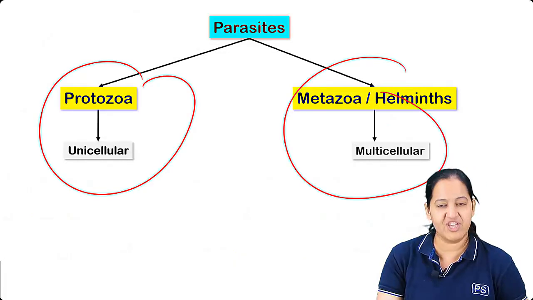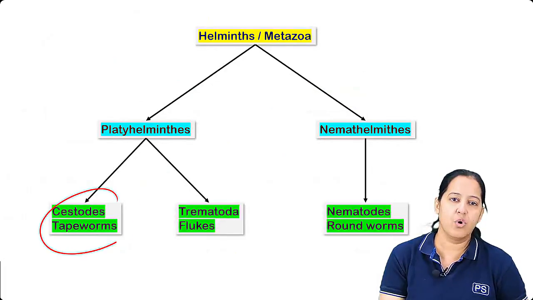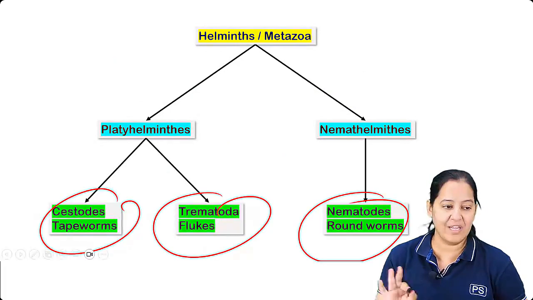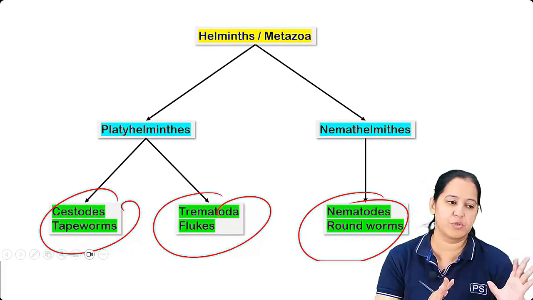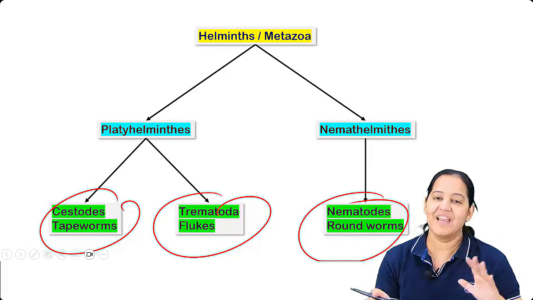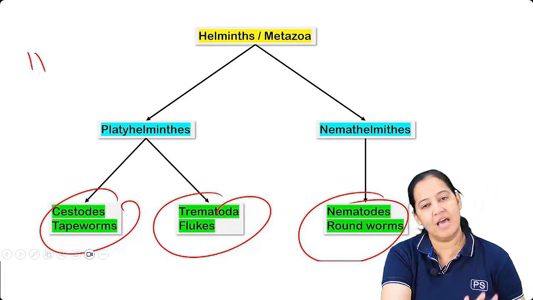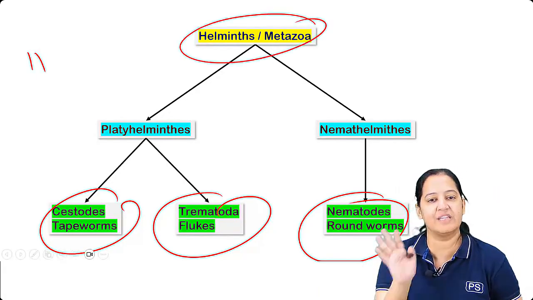In the classification of metazoa we divide them in 3 categories: cestodes, trematodes, nematodes. I'm not telling you this classification yet. Let me first finish protozoa, then I will tell you the classification of metazoa. Otherwise you will get confused. Let me finish the 11 organisms first. Whenever we start metazoa, first I will teach you the classification.